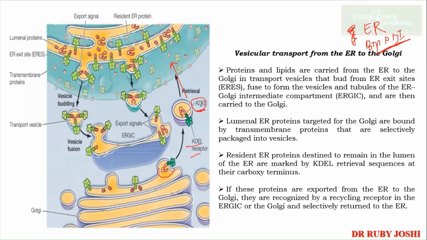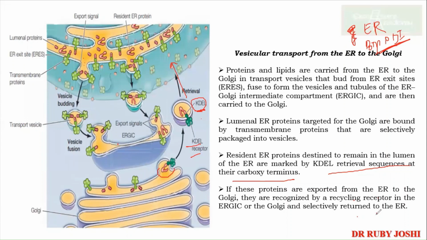What is KDEL here? Those are amino acid sequences. Okay, so they are present at the C terminus. So KDEL are the sequences which are present at the C terminus. So if these proteins are exported from the ER to the Golgi, they are recognized by the recycling receptor known as KDEL receptor and then selectively returned back to the ER. So what do we have to remember here? The KDEL sequences.